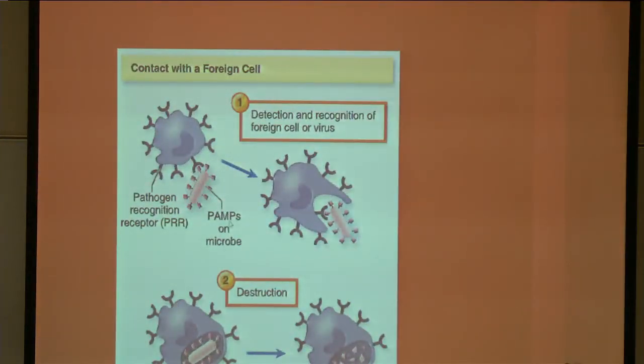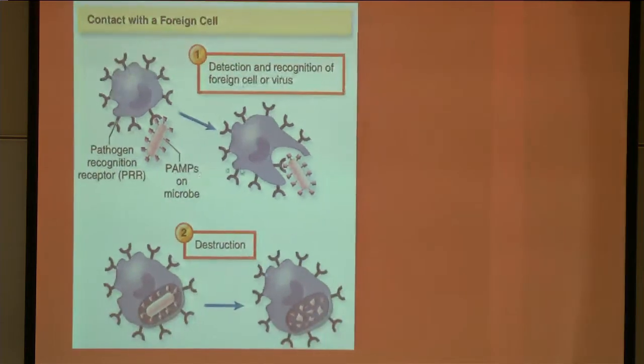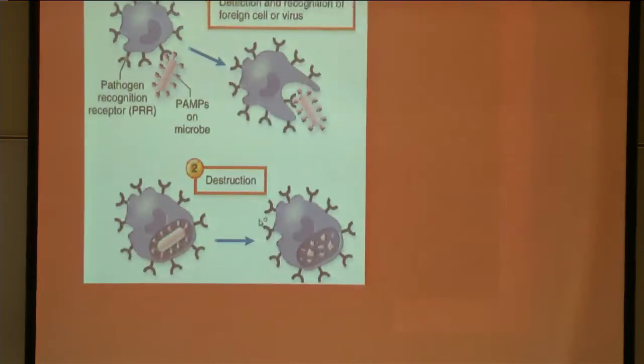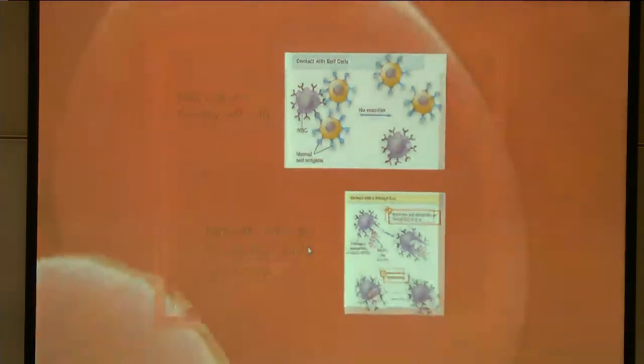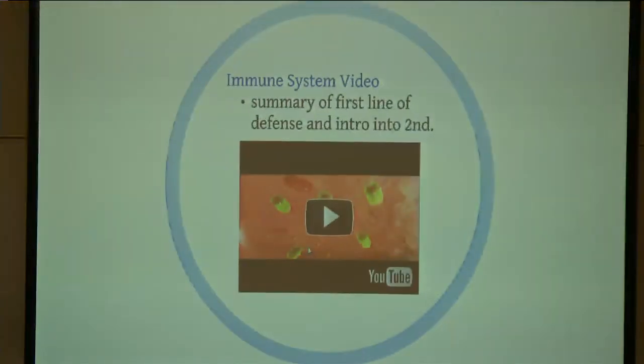Okay, PAMP, we know what a PAMP is, pathogen-associated patterns. Your white blood cell sees this and is like, hey, this is foreign, so it's going to engulf it, break it down, destroy it. Okay, so you can see the difference between self and non-self and the response by your immune system.